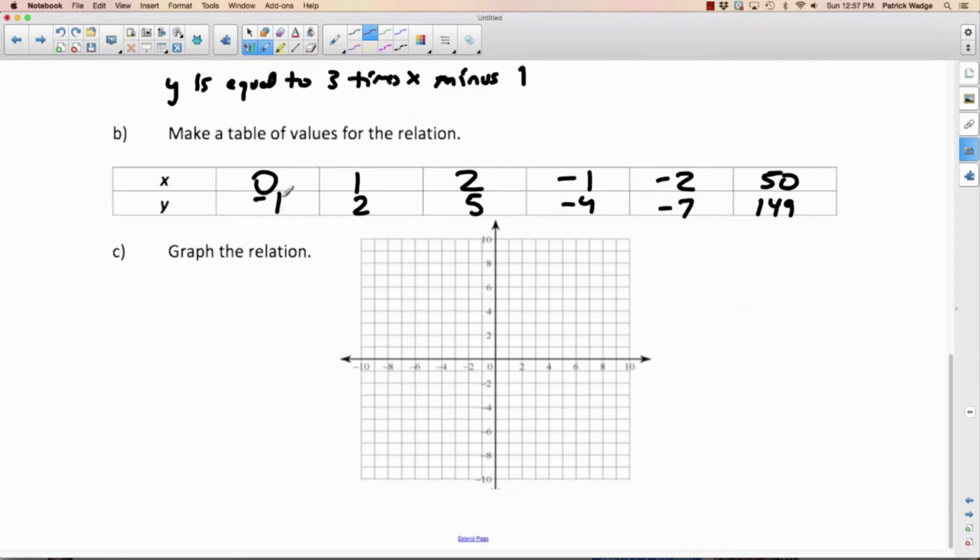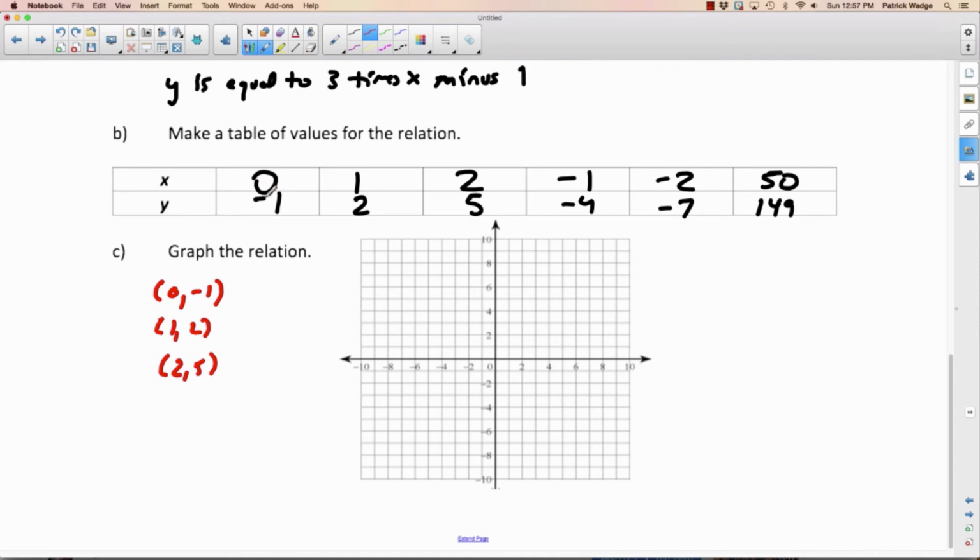Okay, let's graph them. Remember, these are ordered pairs now. I didn't give you room to write them all down. I thought it was kind of redundant. But for example, your ordered pairs are 0, -1, and 1, 2. I'm not going to write them all, right? One more, and 2, 5, and -1, -4, -2, etc.